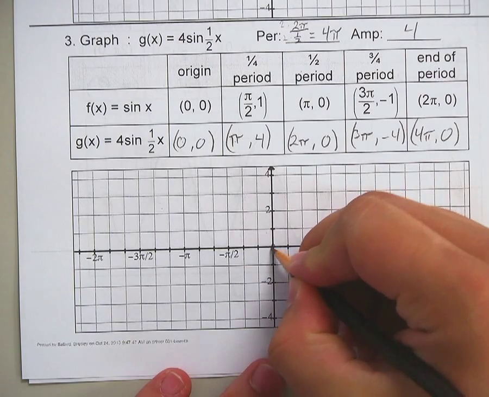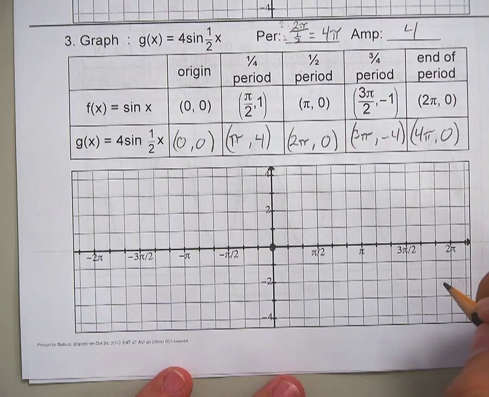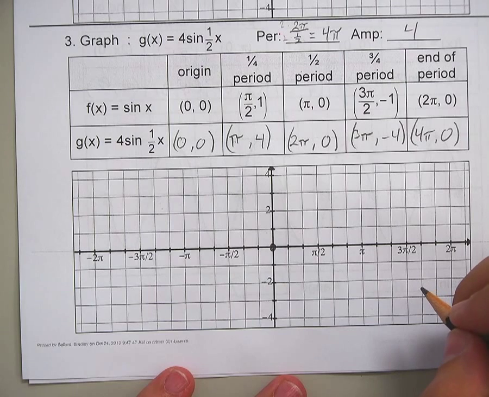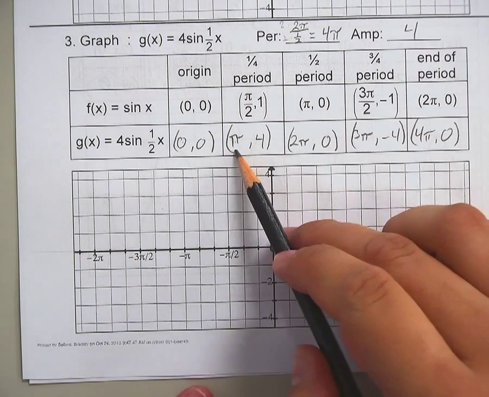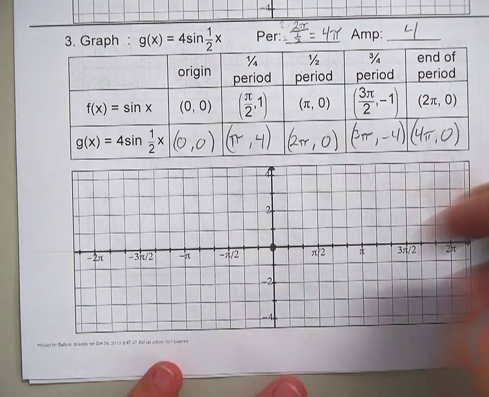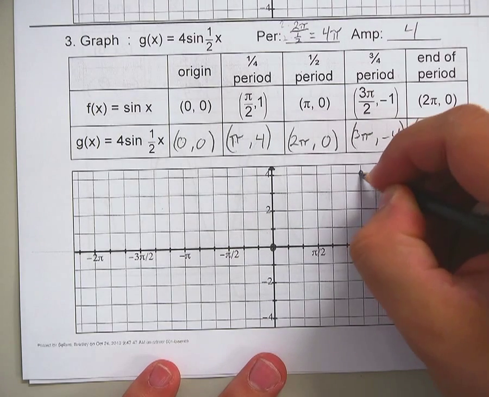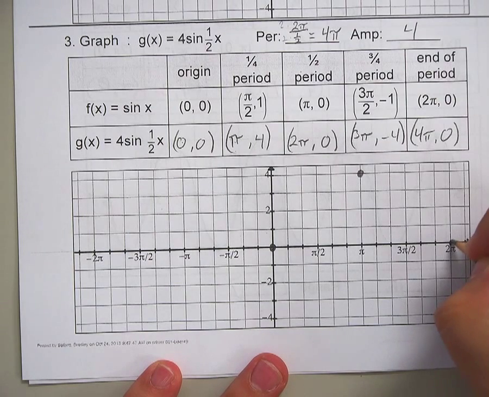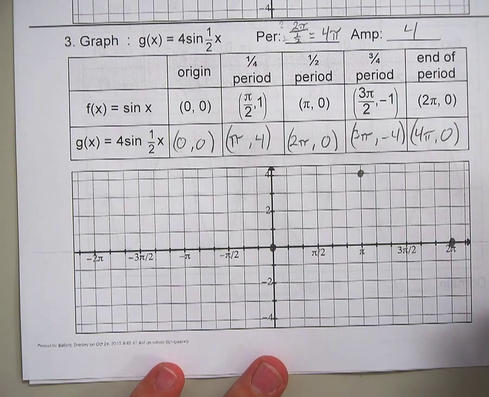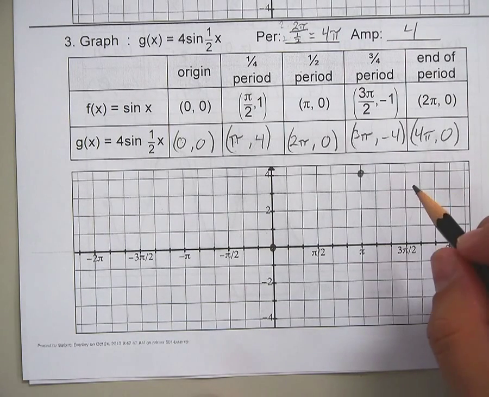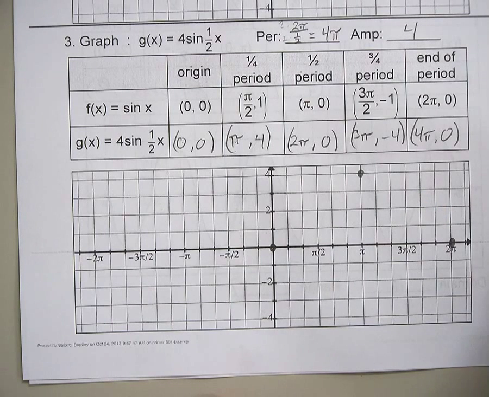We got 0, 0. Let's see, pi over 4. Now this is pi comma 4. There's what I'm looking at. Pi comma 4. So I'm going to go to pi, go to 4, bam. 2 pi comma 0. At 3 pi, you would have -4. At 4 pi, you'd be back at 0.